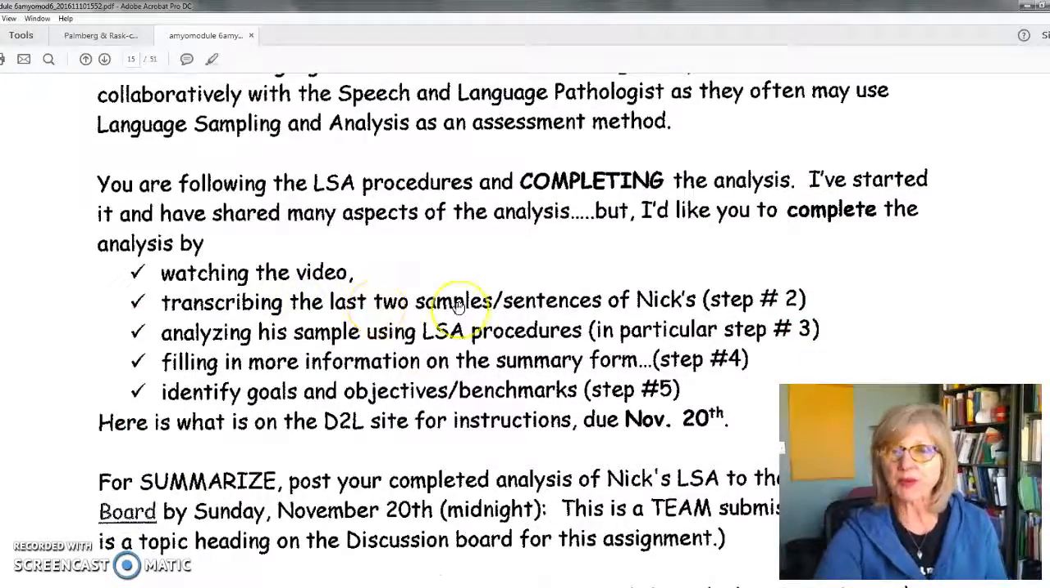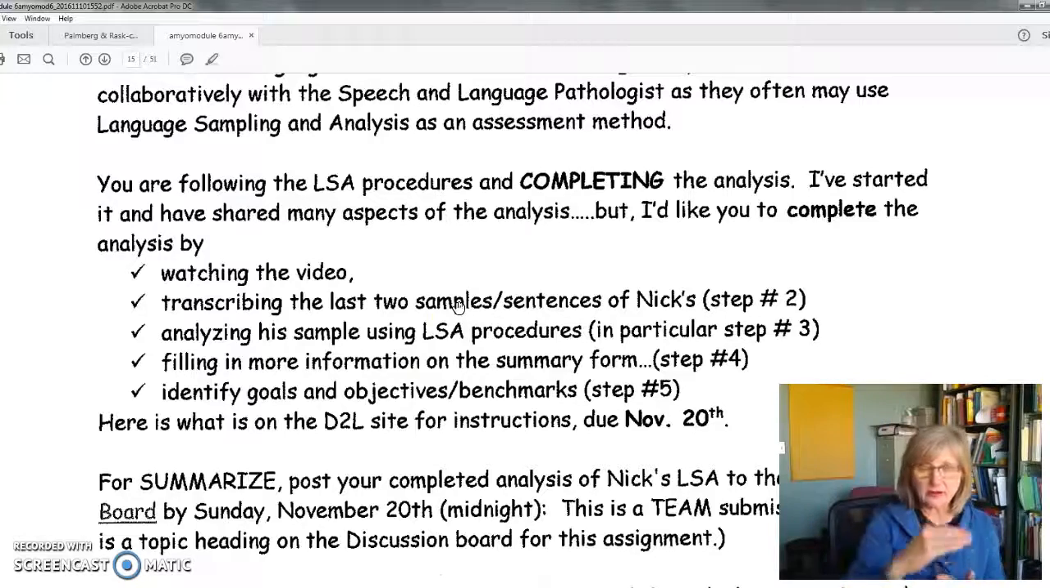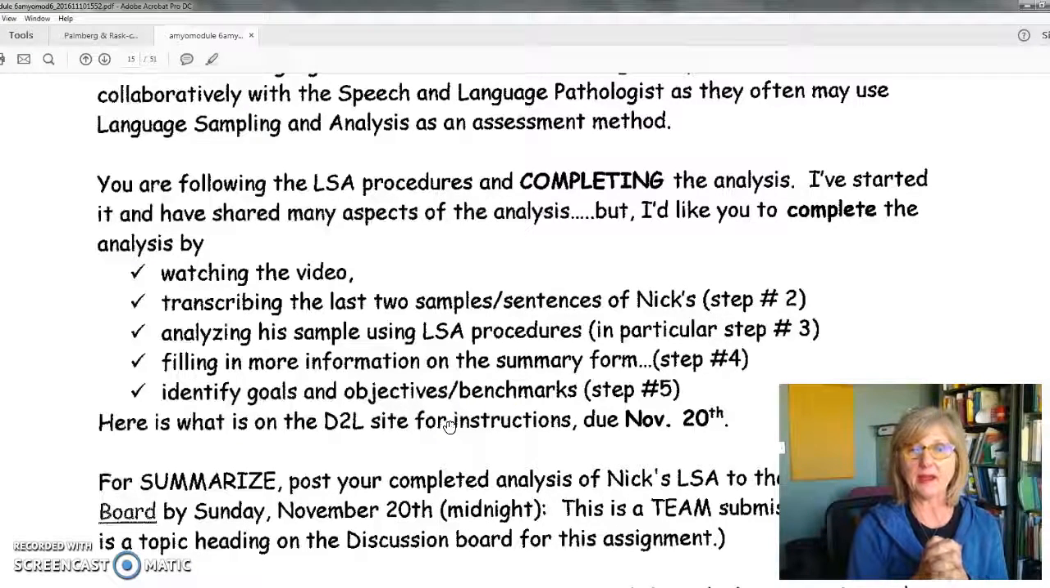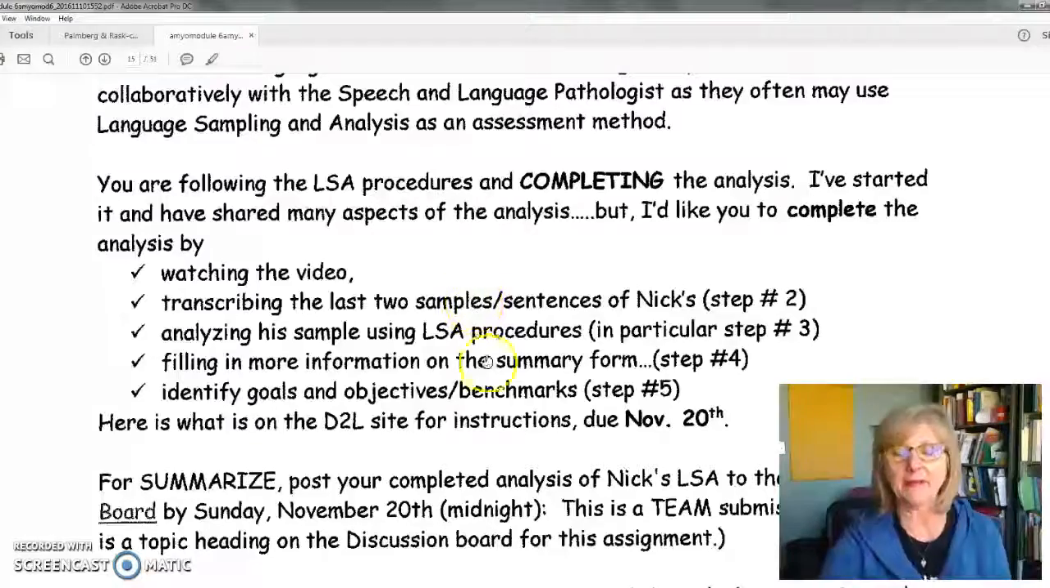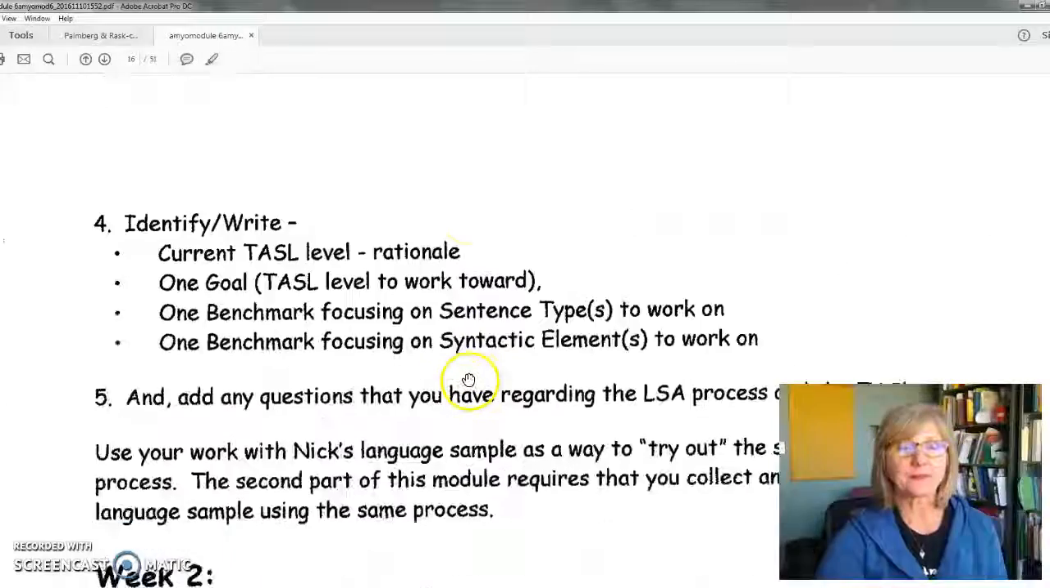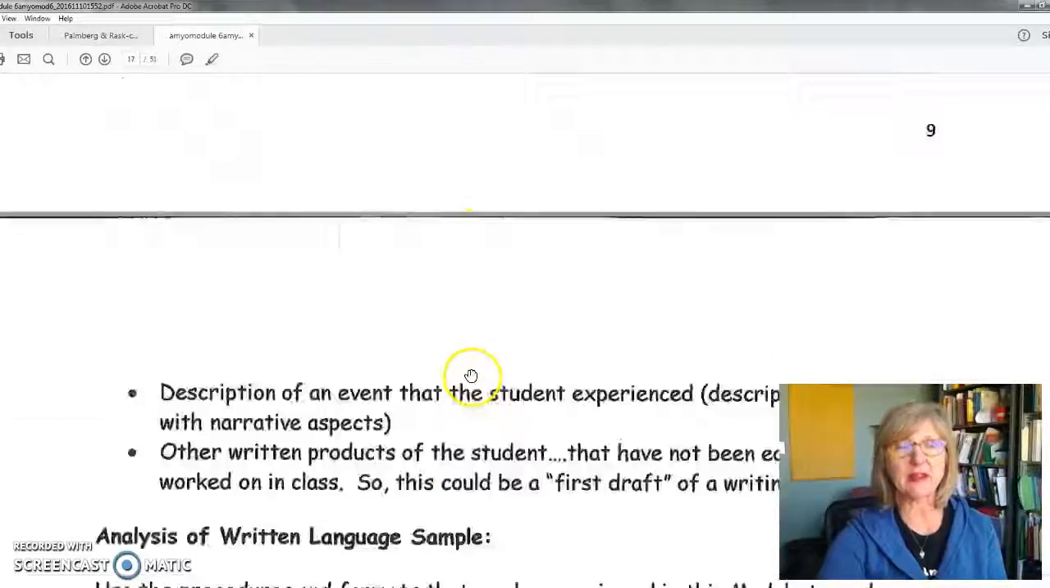Watch the video, transcribe the last 2 samples, everything else is transcribed, and then analyze it, fill in information on the summary form, that's all included, identify the goals, and then the benchmarks, and that's what you turn in. You turn in 1 team assignment. So if you do that on the discussion board, each pair will hand in their assignment. So these are all the instructions. This is in the overview.